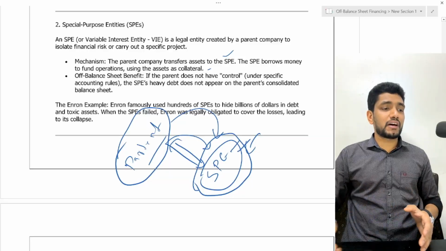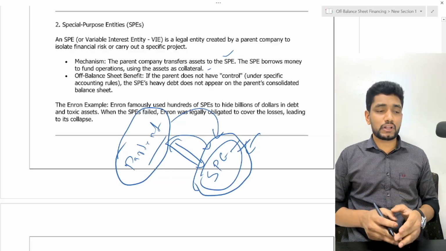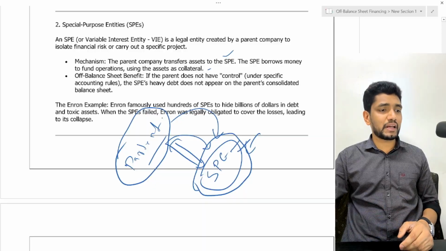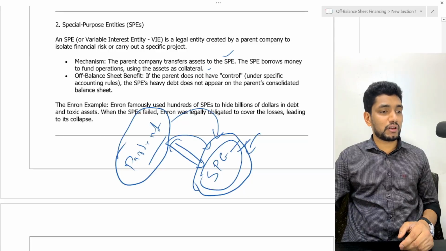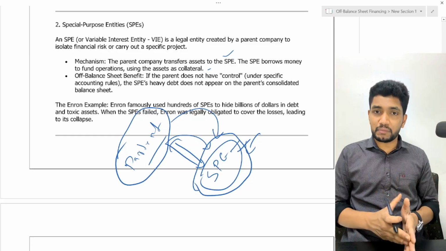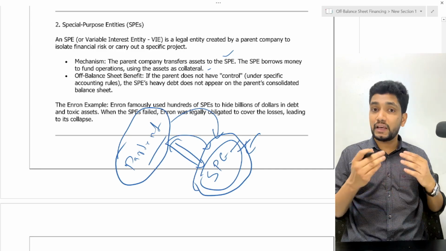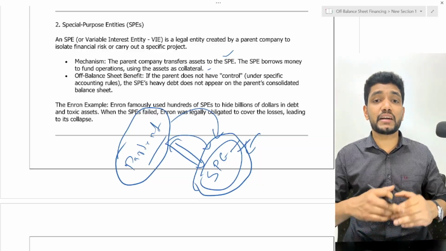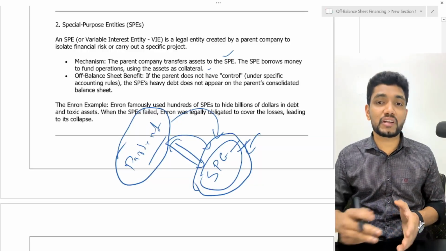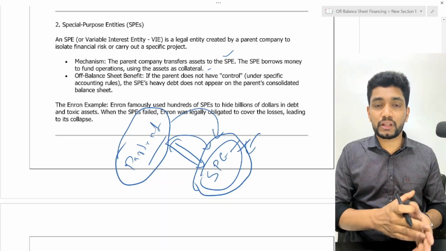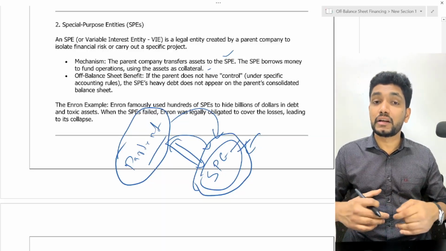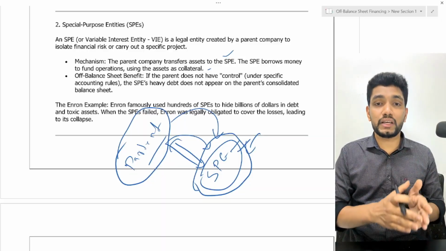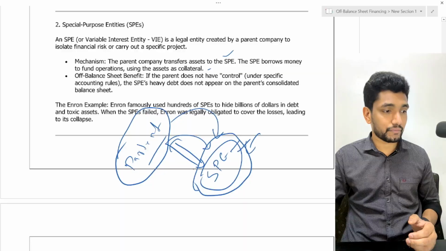So what is the off-balance sheet benefit of this for the parent company? If the parent company does not have control under a specific accounting rule, the special purpose entity's heavy debt does not appear on the parent's consolidated balance sheet, because special purpose entities are normally created for a specific project which may carry higher risk. The parent company does not want to include that risk and related debt in its books of accounts. That's why it is creating a special purpose entity.